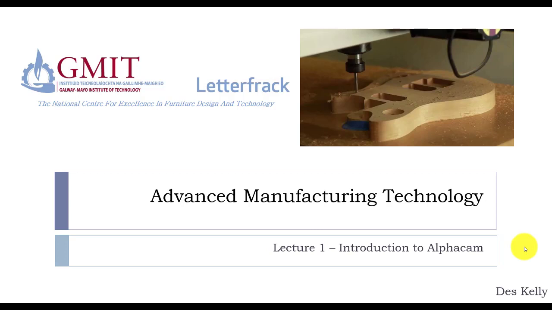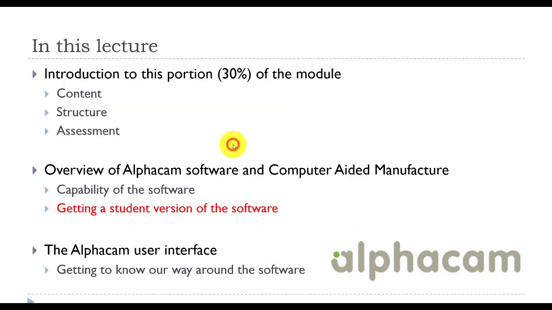Advanced Manufacturing Technology module. Now I know we met last week in the computer lab, but I just want to go over some of the items we discussed on the day, and hopefully in this lecture you'll get a flavour for what's actually required of you in the module. So as you may already know, this portion, the AlphaCam portion of the AMT module, is worth 30% of your module grade. And we're going to have a look at the content, the structure and the assessment for the module. So we're going to begin with a quick overview of AlphaCam and its user interface and also its capabilities.